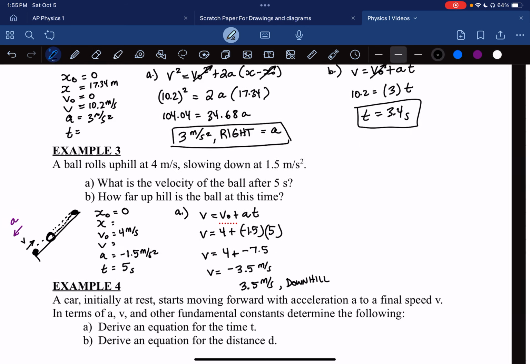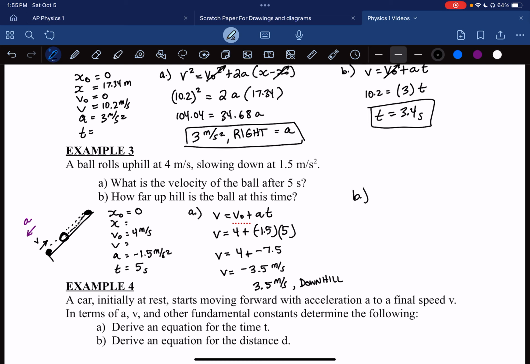All right, part B, the simple one now. How far uphill is the ball at this time? So we can use any equation. Oh, but I think I like this one. Do I like that one? I think so.